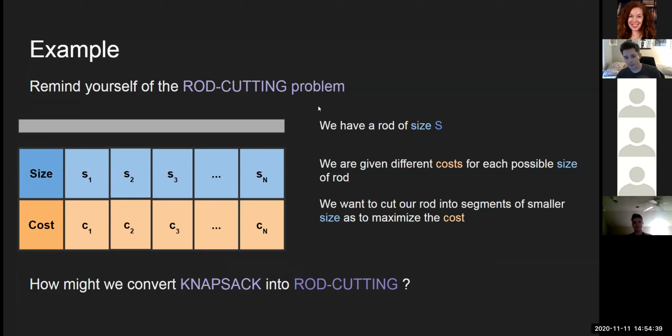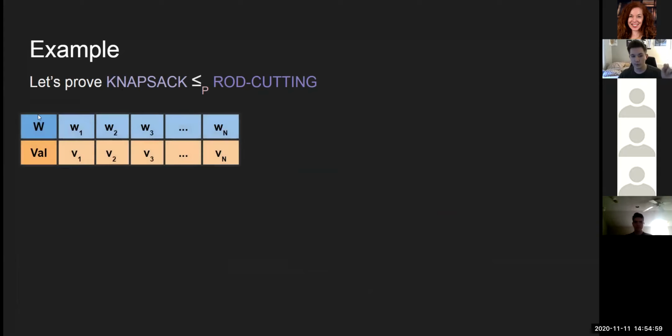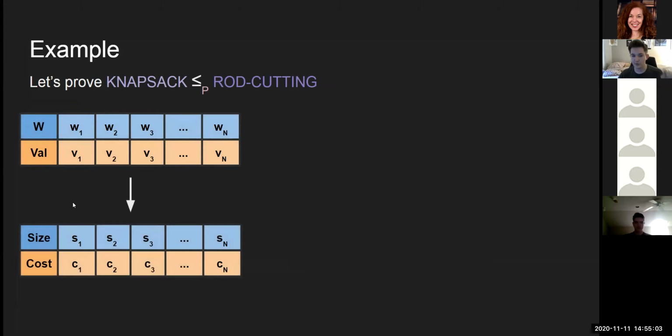All right, so let's look at this. What we want to do is this reduction. And remember, we're doing the reduction from knapsack to rod cutting. That's the format, so try to remember that. That's something that inevitably gets confusing for people when working with reductions. So we want to take a knapsack problem and convert it into a rod cutting problem.